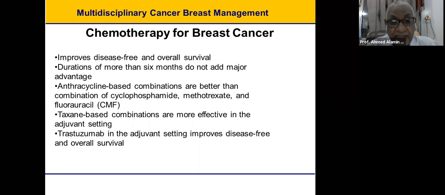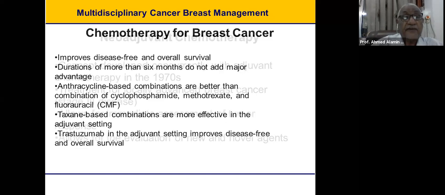Anthracycline-based combinations are better than the combination of cyclophosphamide, methotrexate, and fluorouracil. Taxane-based combinations are more effective in the adjuvant setting. Trastuzumab, or Herceptin, in the adjuvant setting improves disease-free survival. Herceptin is very promising in the future, inshallah.